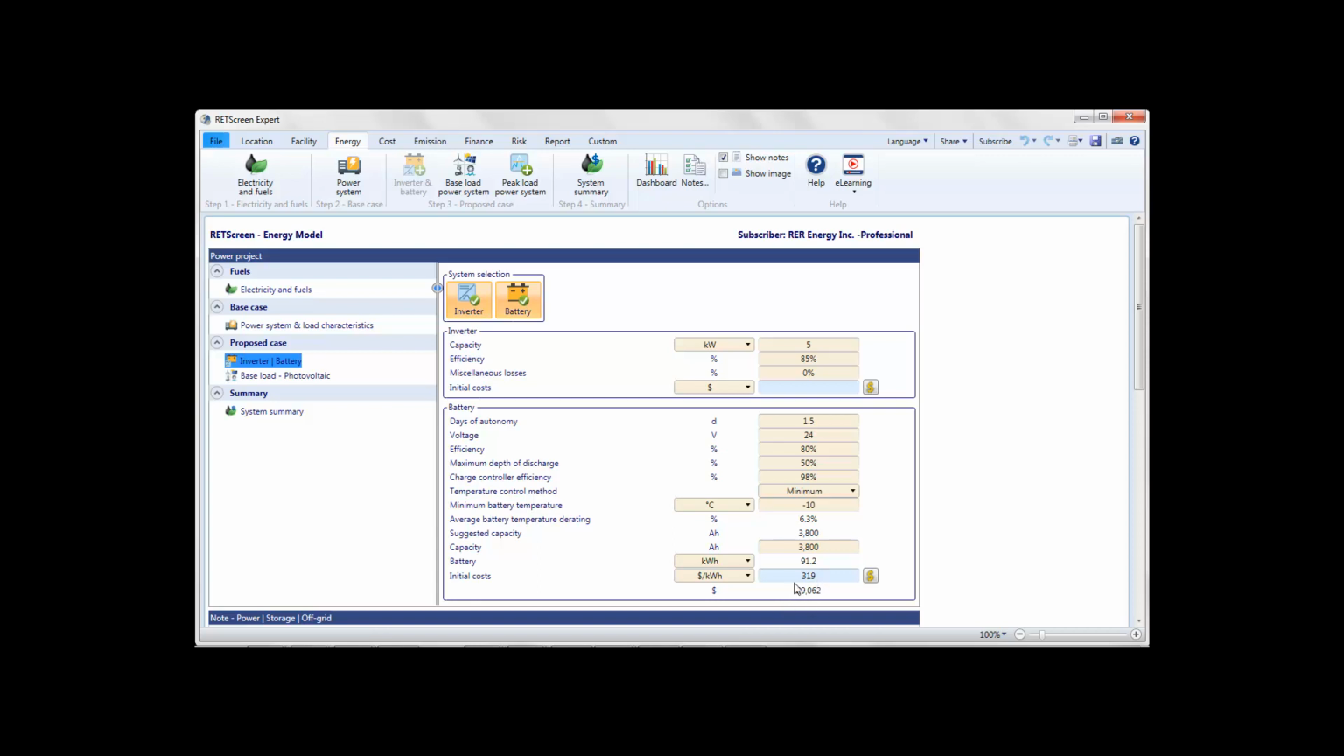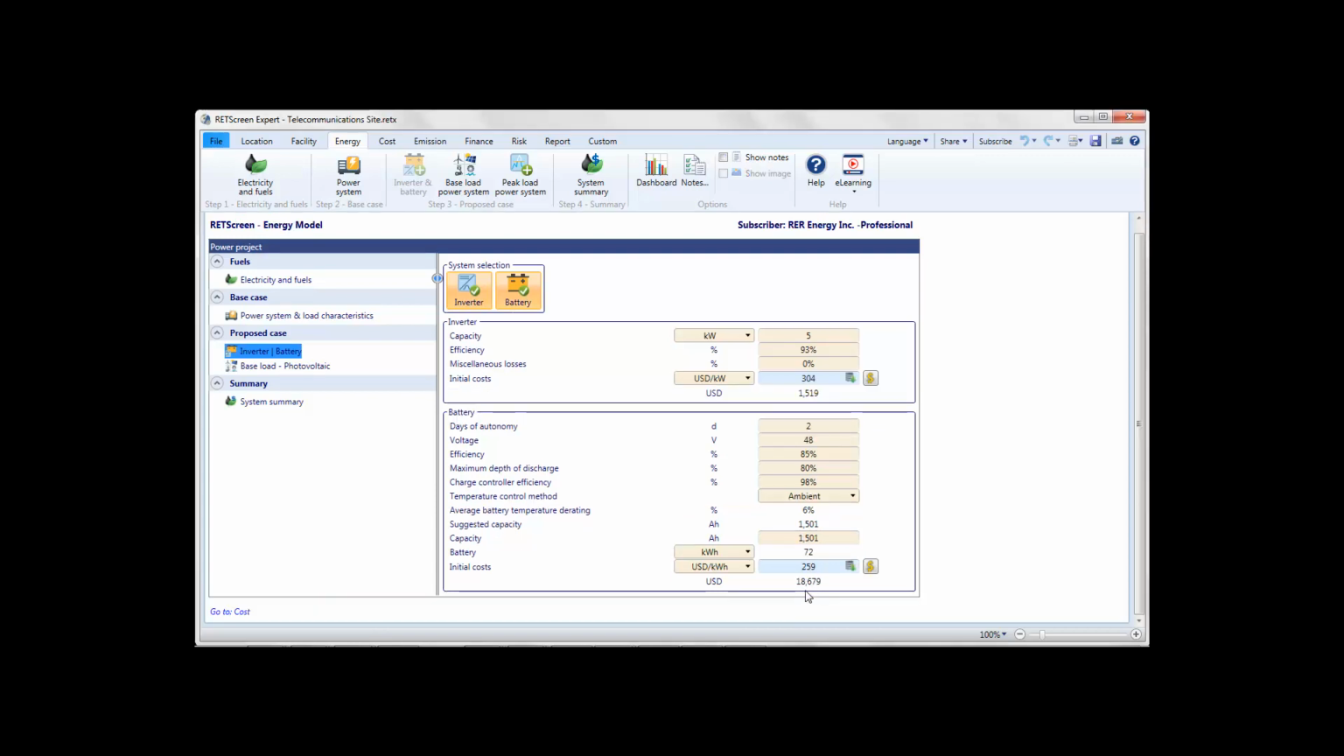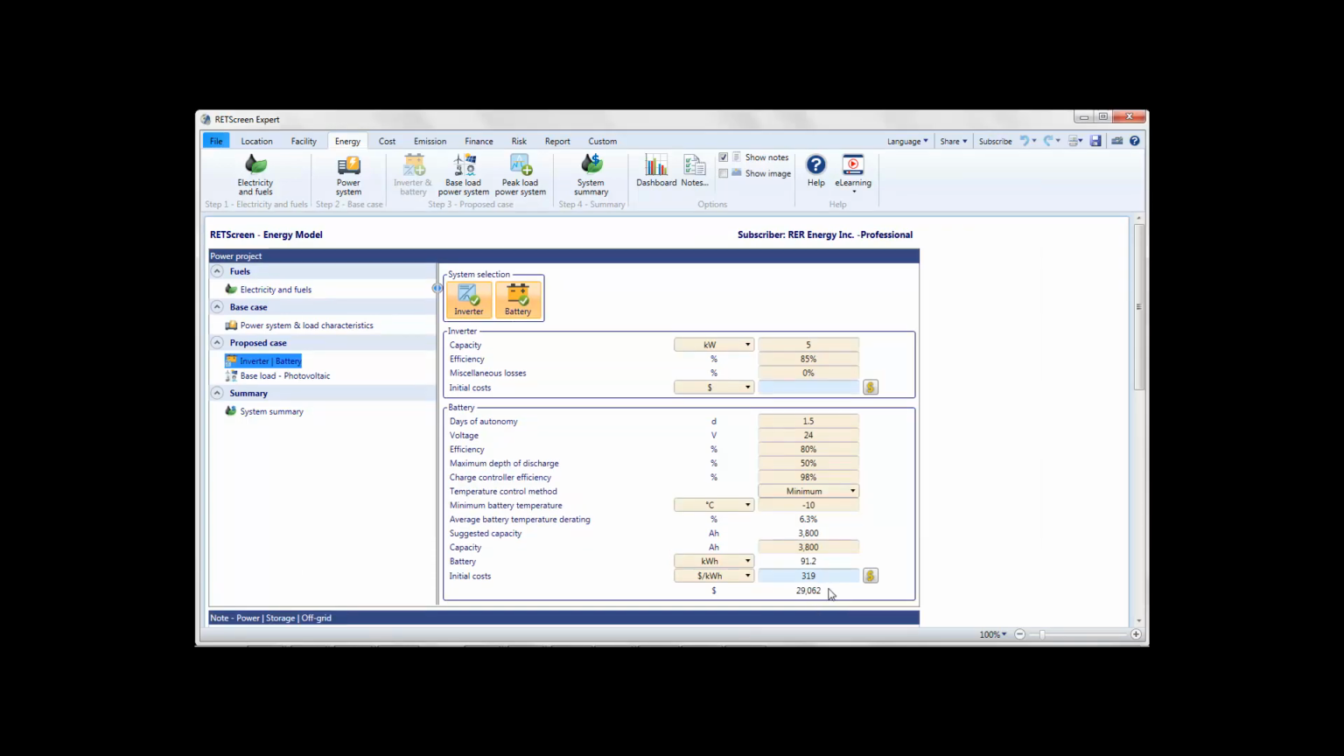So $29,000 for the battery here in the virtual energy analyzer analysis, and $18,700 US dollars here. So multiplying that by 1.35 to do the currency conversion, we end up with about $26,000 Canadian. So not radically different from what is provided here.